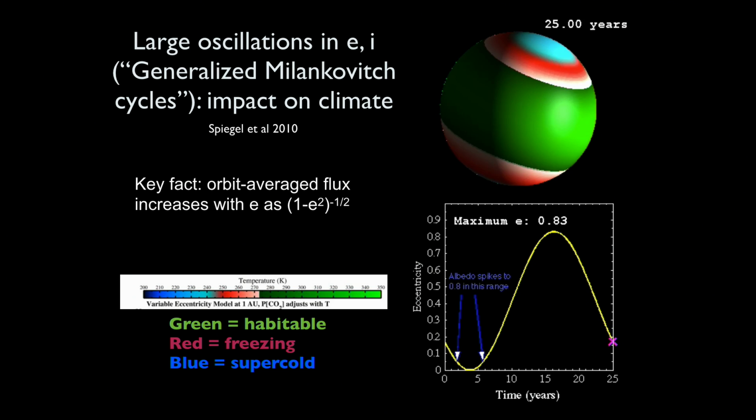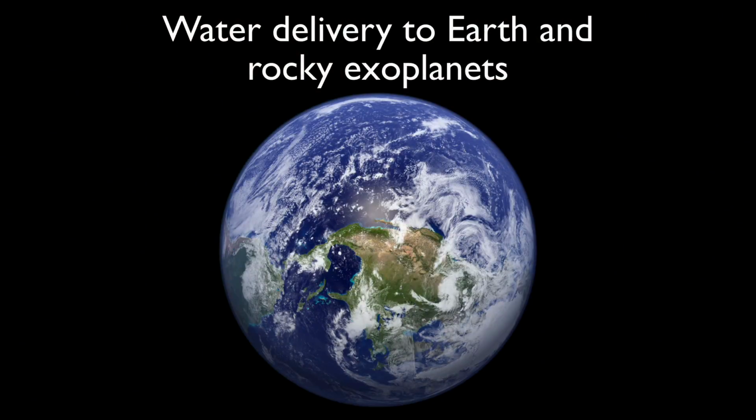This is the last phase that I'll try to actually get through. We're going to shift gears a little bit and talk about water delivery to Earth and other Earth-like planets. I'll talk about different processes and then focus on whether they make sense in the context of Earth and where else they might make sense.